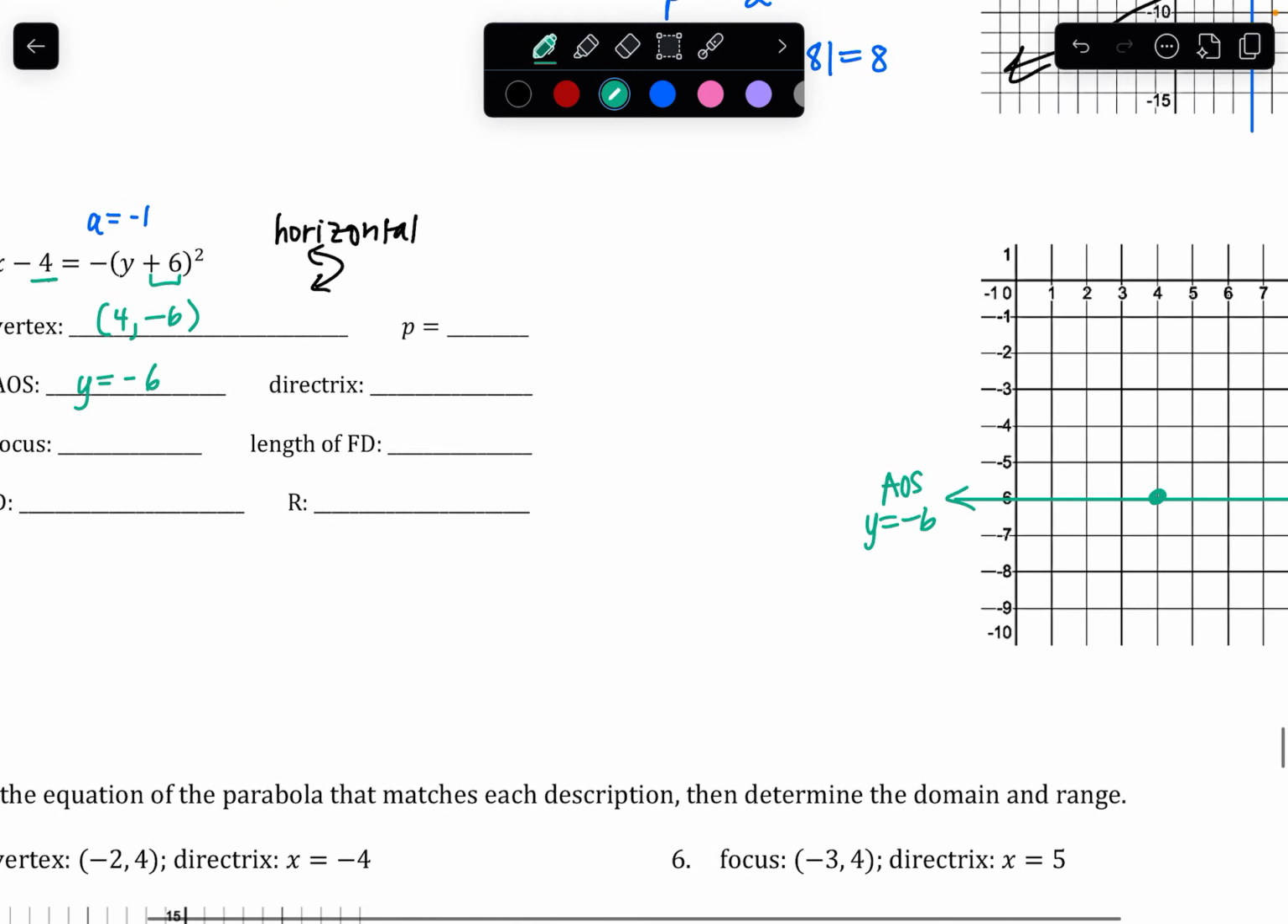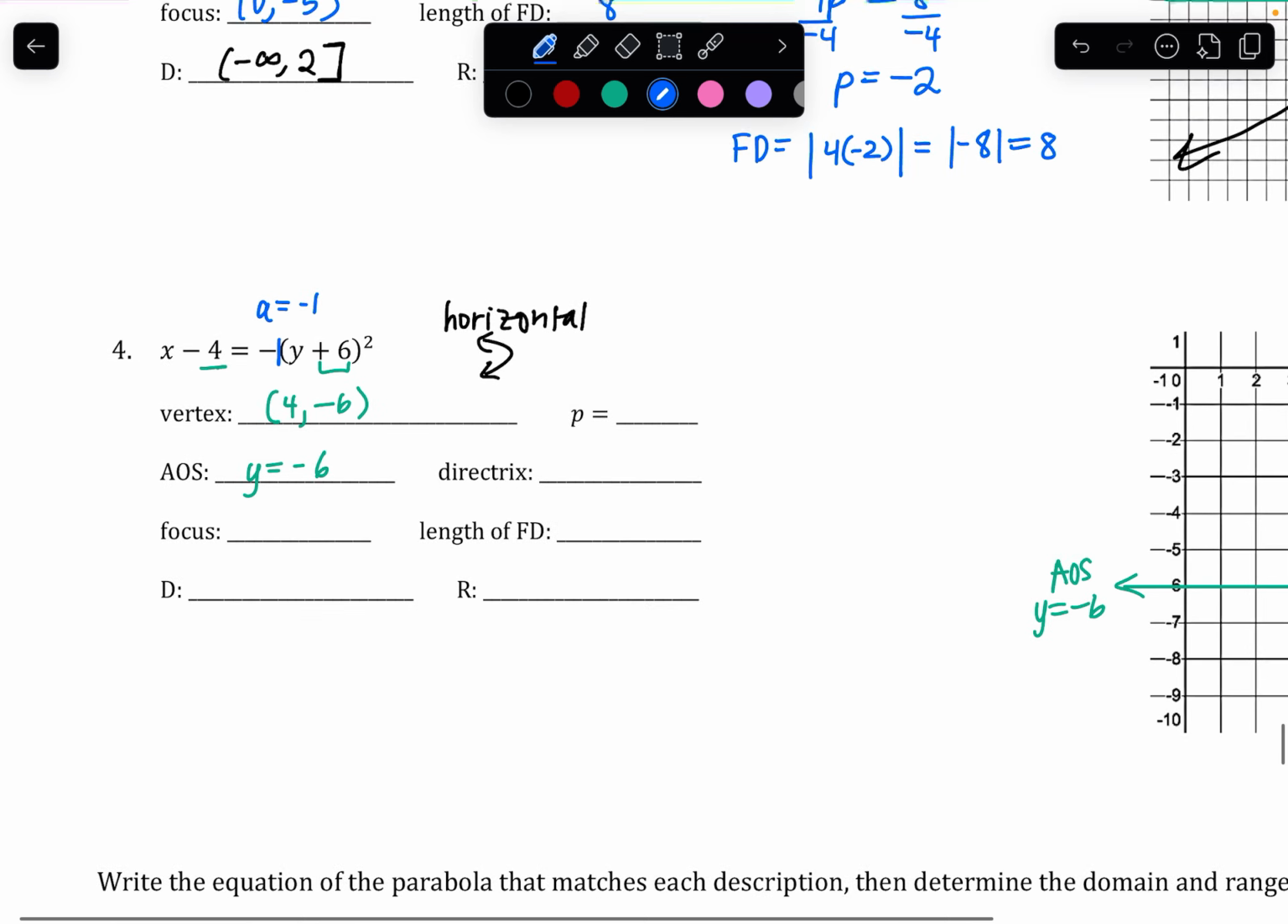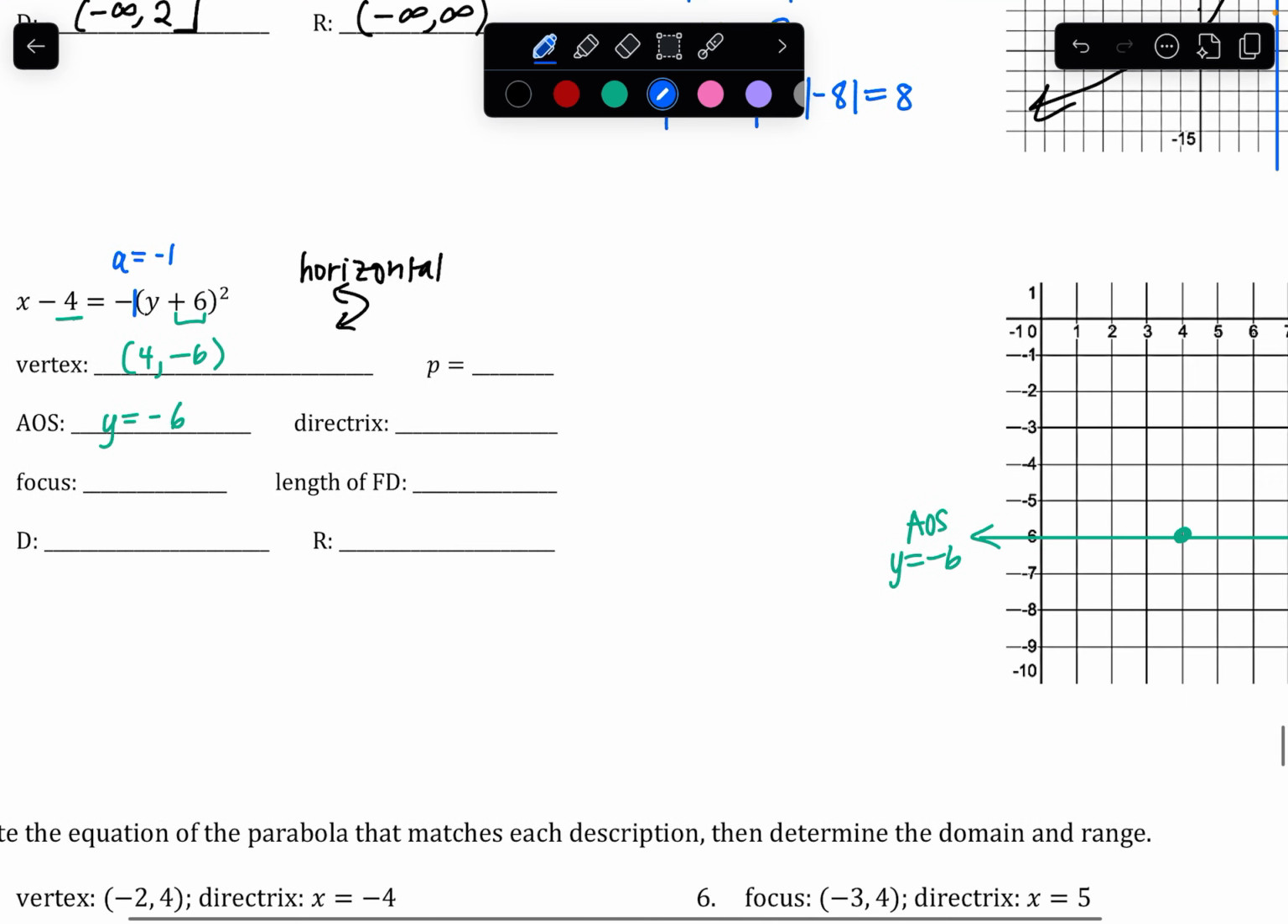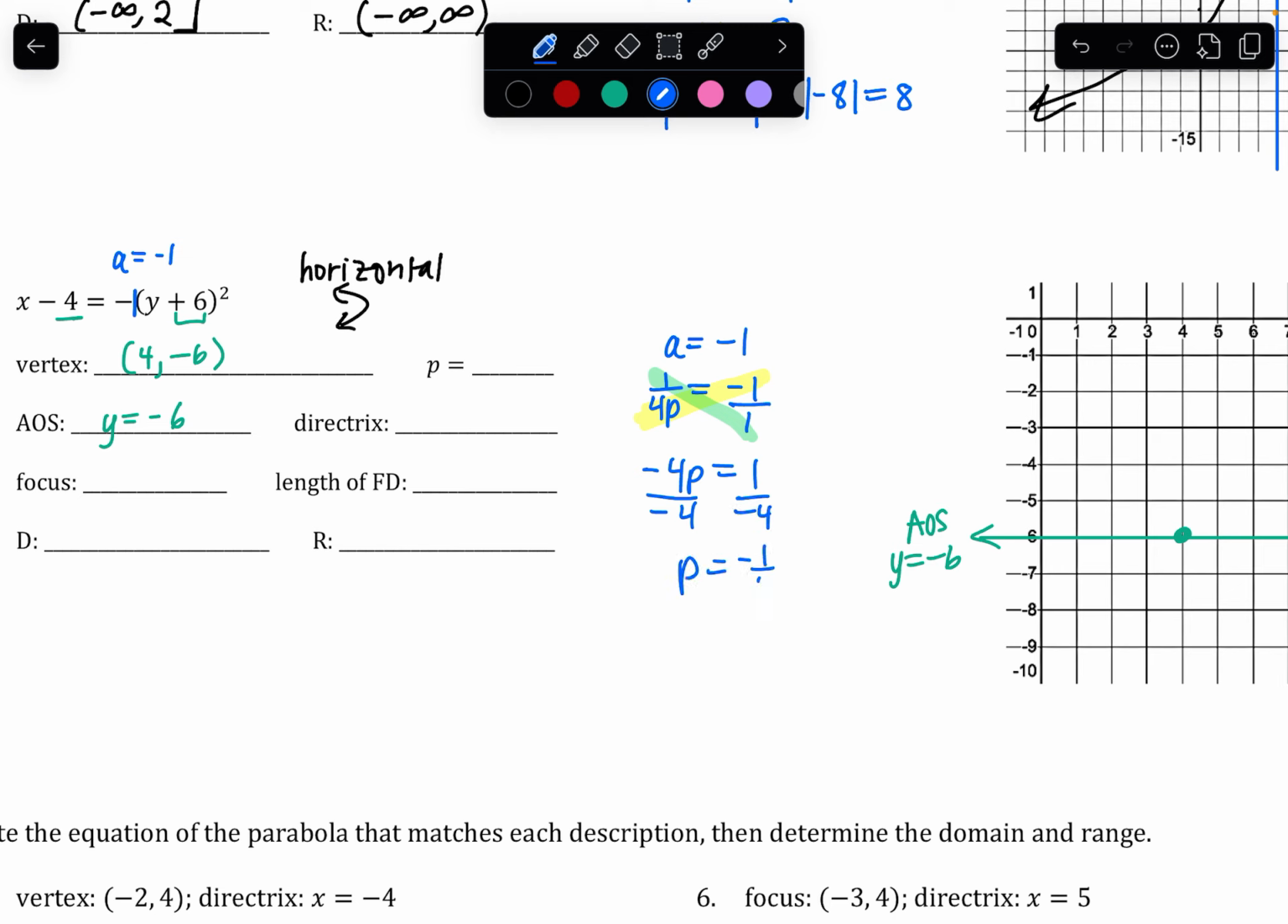Okay, and so because we know the a value is -1, invisible 1 there, that means 1/4p is equal to -1. If you like cross multiplying, you can still write that -1/1, and then you can cross multiply 4p times -1, and then 1 times 1. So that would give us -4p equals 1, divide by -4. So p equals -1/4.